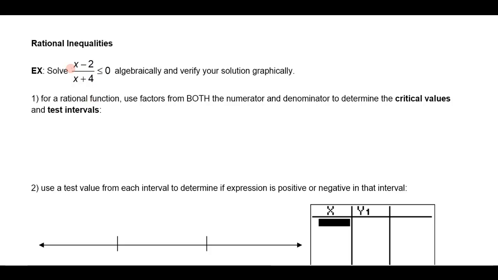Well, let's look at this. I'd like to solve (x minus 2) over (x plus 4) less than or equal to 0, solve it algebraically, and then we'll verify our solution graphically.